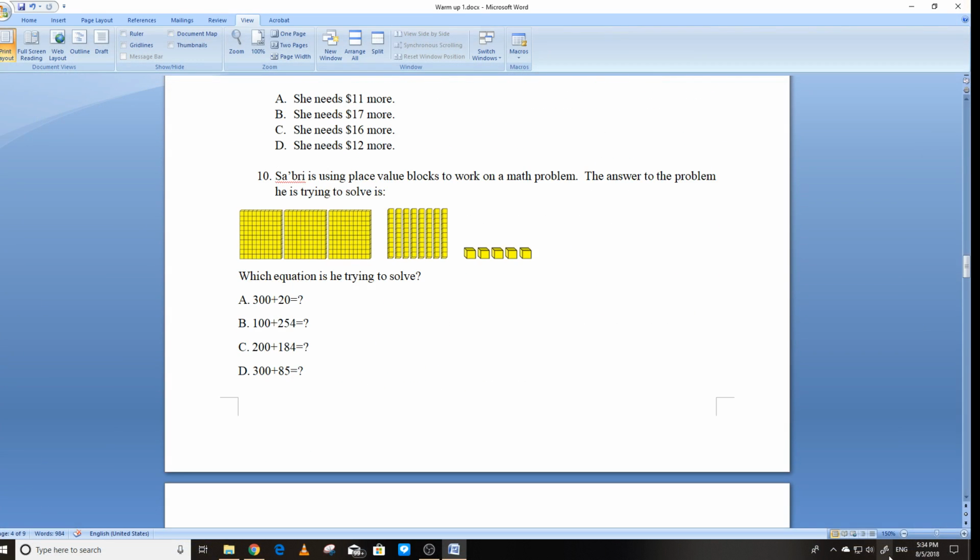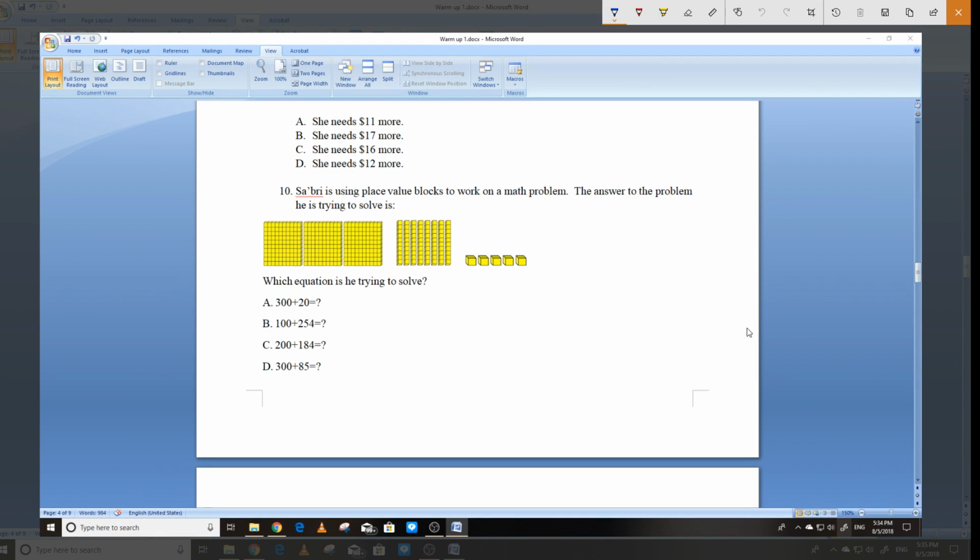Number 10. Sabri is using place value blocks to work on a math problem. Which equation is he trying to solve? Now, we have learned in the past that each of these larger blocks represents 100. So how many of those do we have? We have one, two, three. Three of them, right? So that's 300. And how many tens do we have? Each one of these long ones is 10. We have one, two, three, four, five, six, seven, 8. So we know there are 80, or 8 tens.